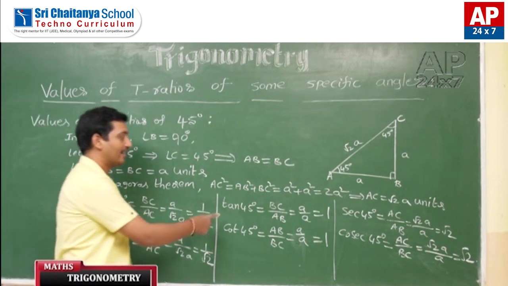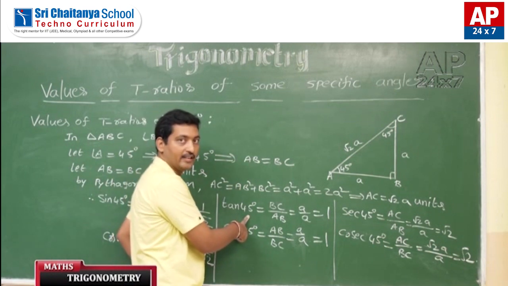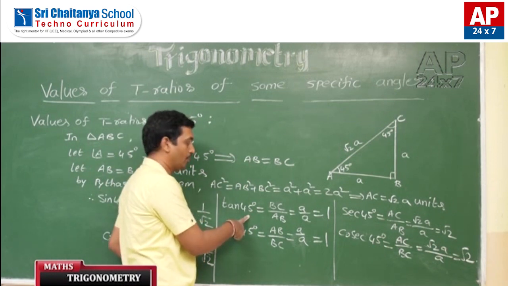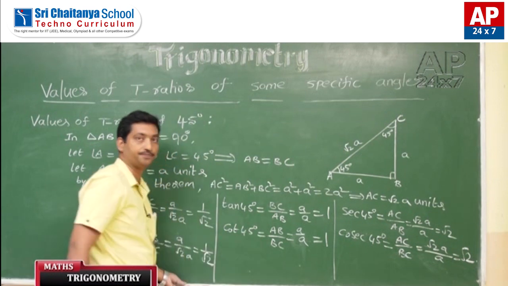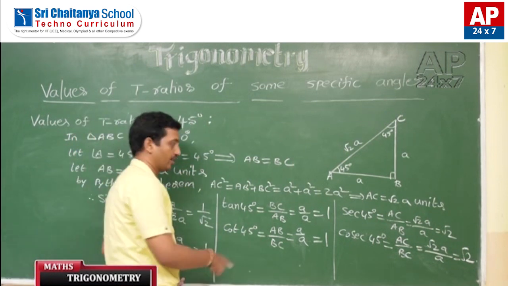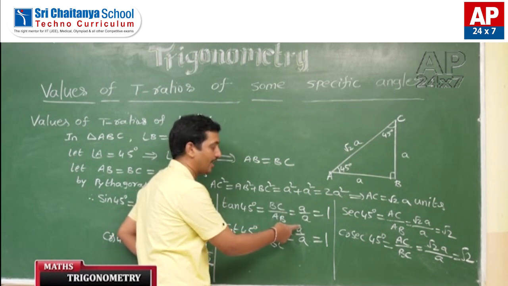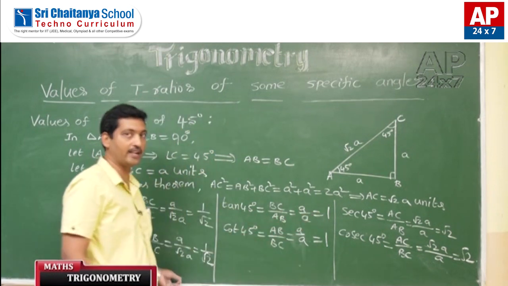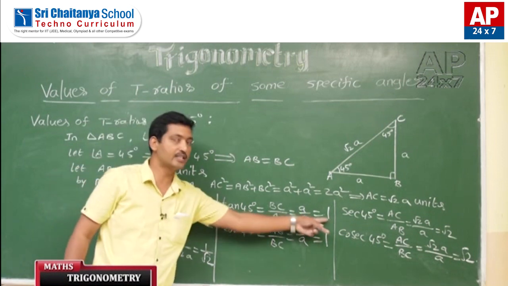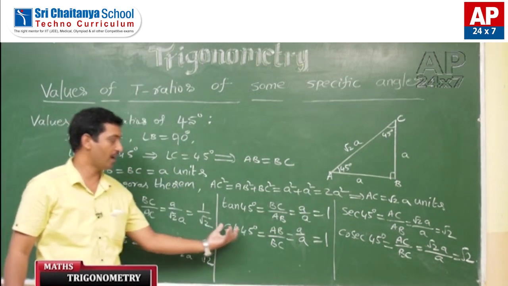Now come to the tan 45 degrees. Tan 45 degrees is equal to BC by AB according to the definition. What is BC? A. What is AB? A. A by A cancel, then 1 is remaining. Therefore, tan 45 value is 1. Now cot 45.